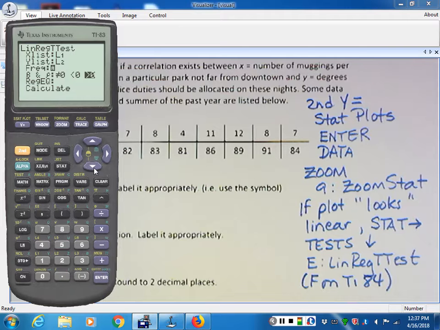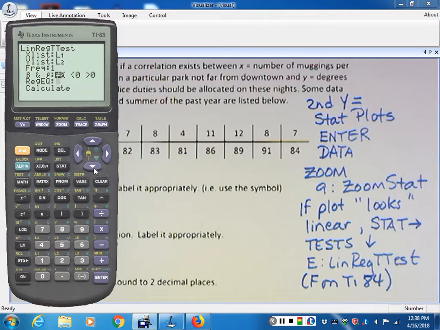In this particular case, we're going to choose the not equals to option. Okay? We're going to choose the not equals to option. Without worrying about what either one of those are, we're just going to say they're not 0. And then the next option says REGEQ. What it's doing is it's asking you where would you like for it to put the line of best fit so that it can graph it in your calculator.